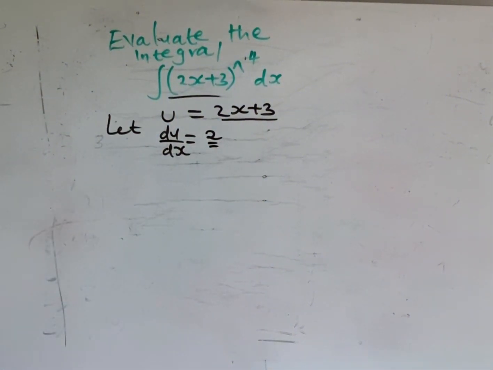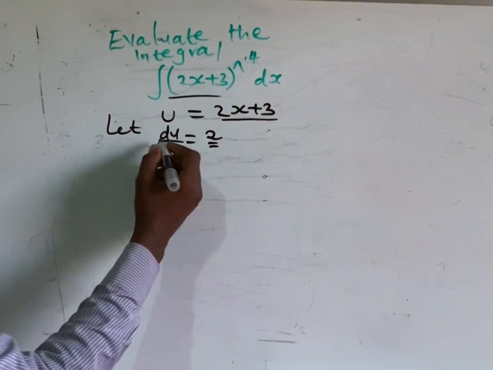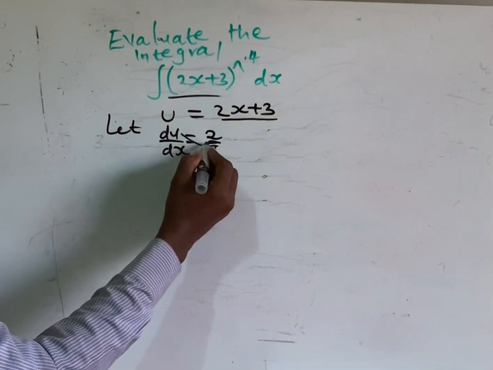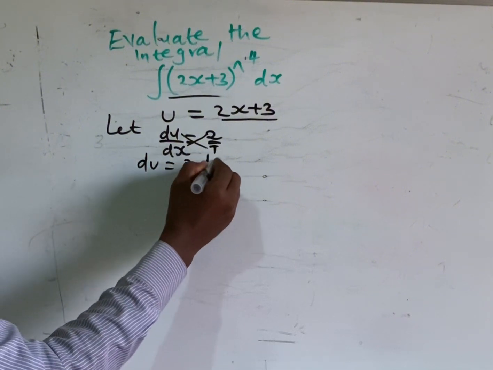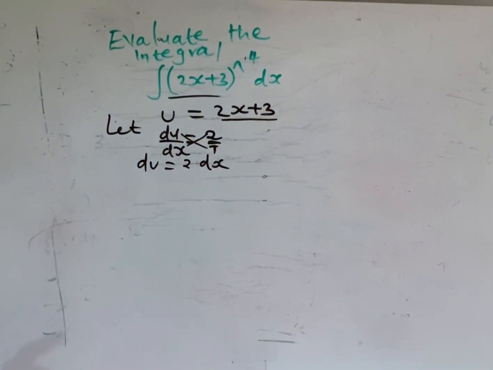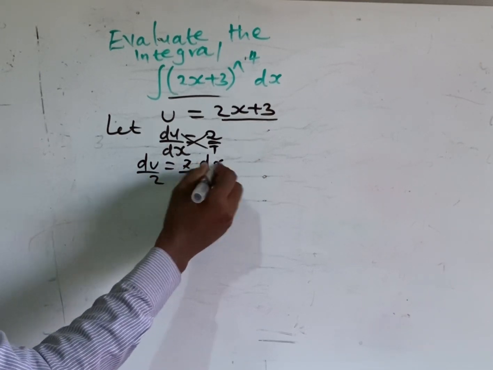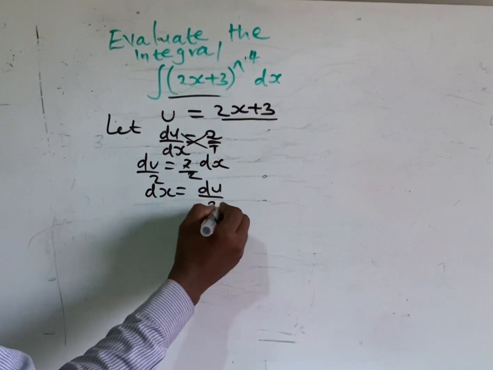The second step is to find dx. We need to find what dx is. If you look at this, 2 is the same as 2 over 1. If we do cross multiplication, we're going to get du equals 2 dx. So for us to get dx, we can divide both sides by 2. Therefore, our dx will be du over 2.